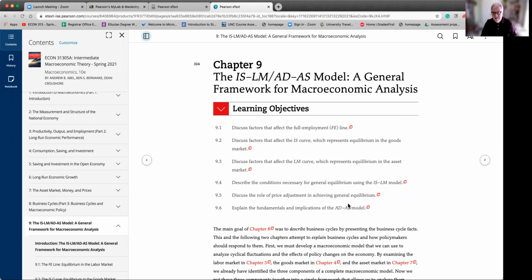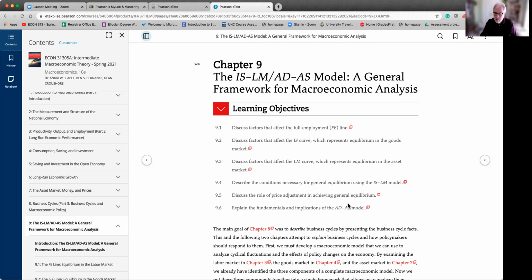And IS and LM, those two together, make up part of the aggregate demand, aggregate supply model. So they're not exactly identical. They're useful and similar and derived from each other. They're not different models, but they highlight different things. The ISLM model has prices in the background, has real interest rates front and center.